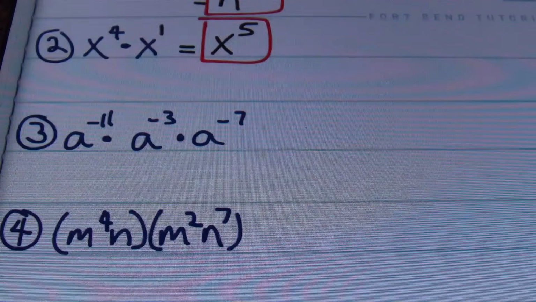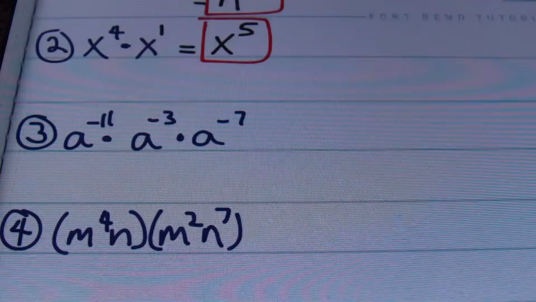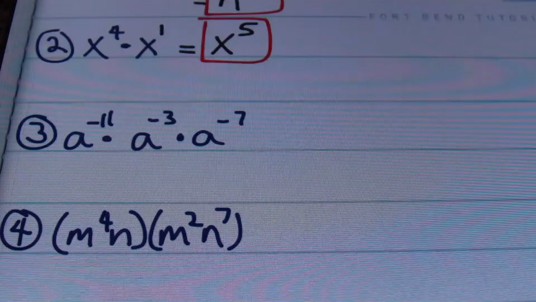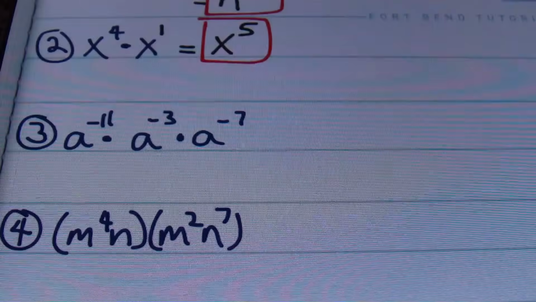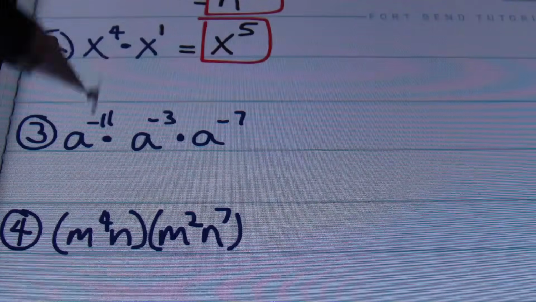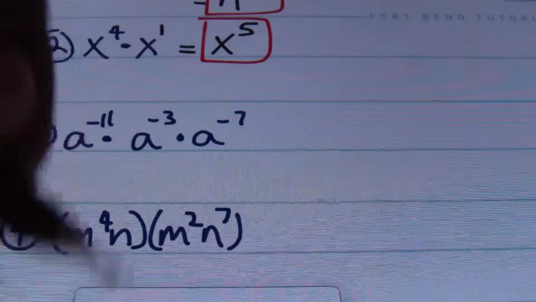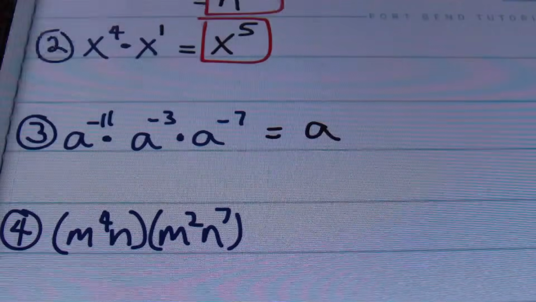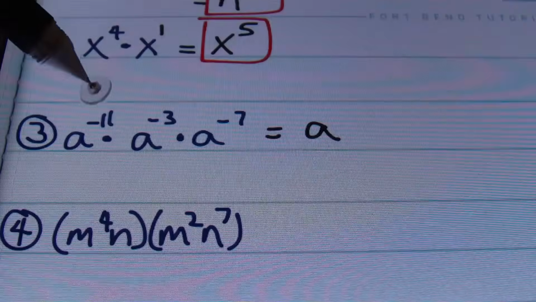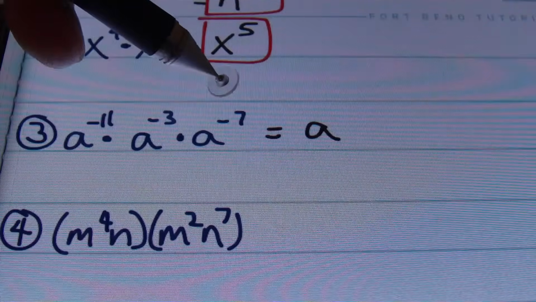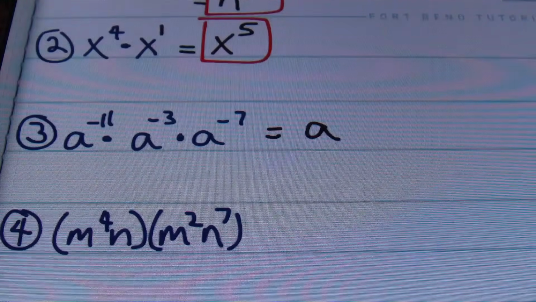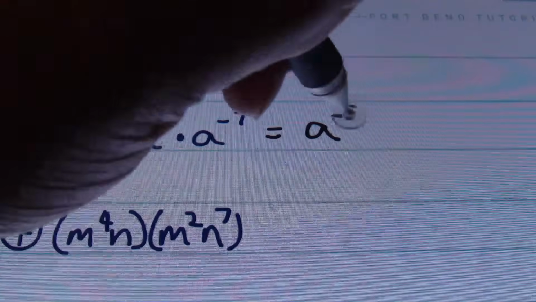In problem number 3, I have a to the negative 11th power times a to the negative 3rd power times a to the negative 7th power. You're going to add all these exponents together. Notice that all your variables are the same, so that won't change. So I definitely will have a in my result. And combining together negative 11, negative 3, and negative 7 will give me negative 21 as my exponent.